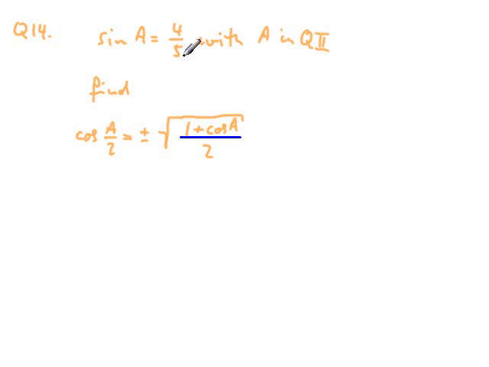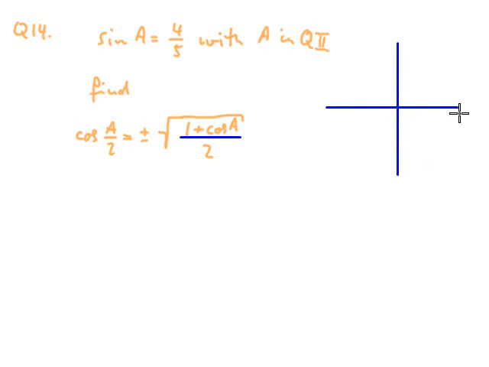Now I cannot plug in the sine A equals 4 over 5 straight away, because it says cosine A in here, so I have to do something. Well, A in quadrant 2, as well as the nice integers 4 and 5, is going to give me a clue. I have to go back to a previous problem in perhaps another chapter that I remember.